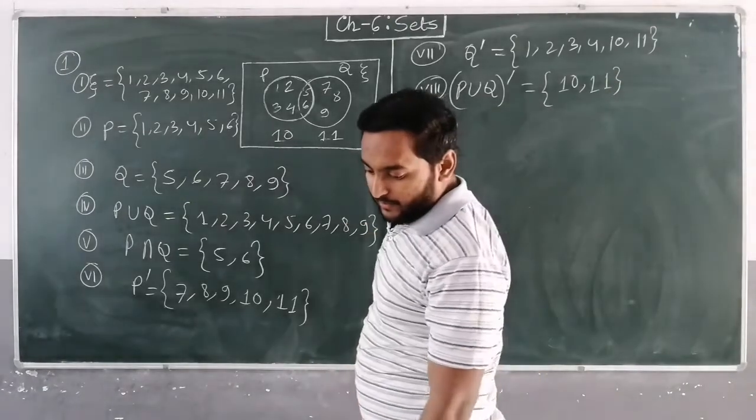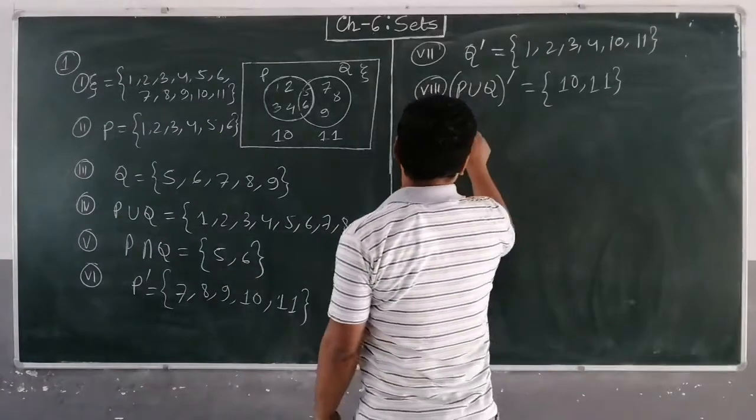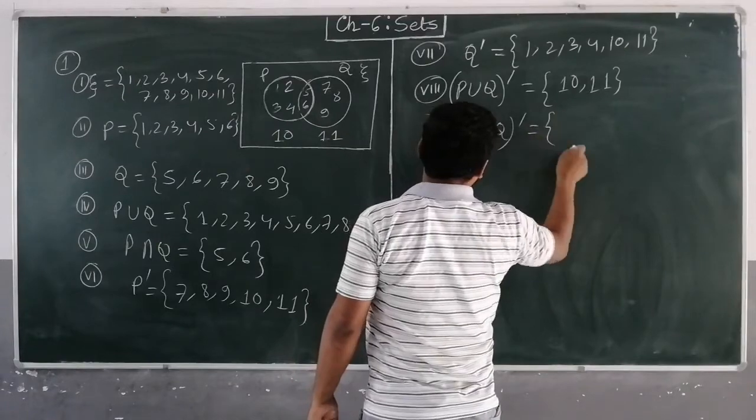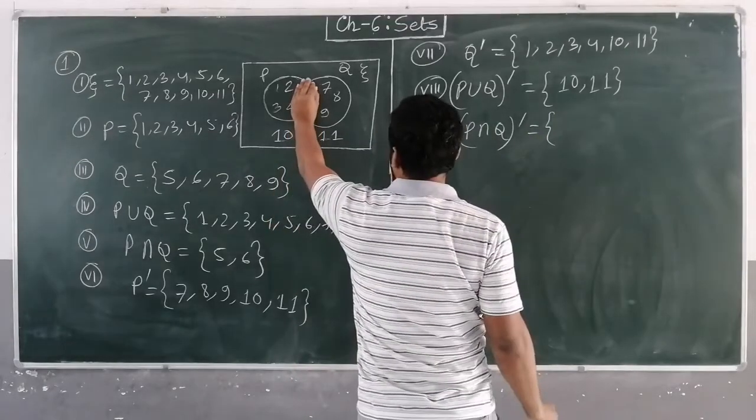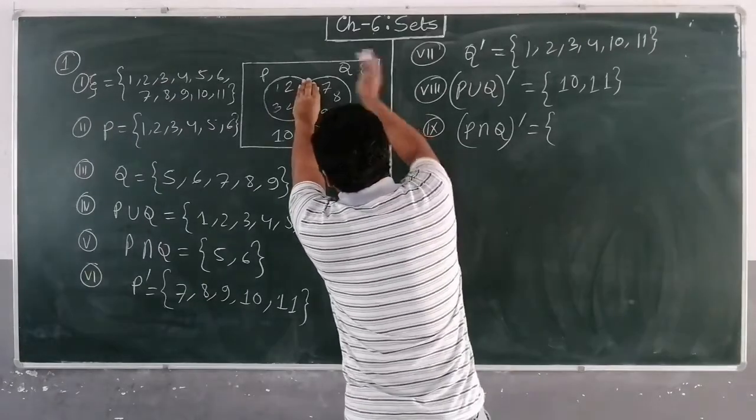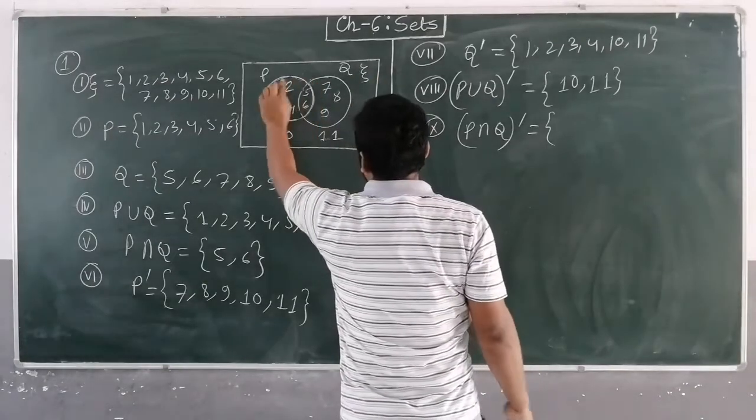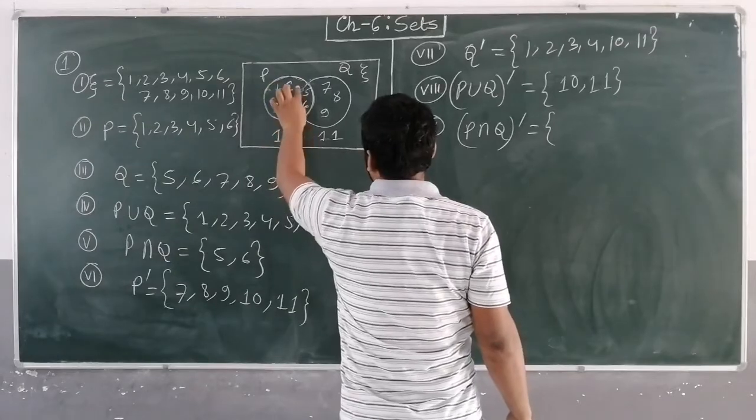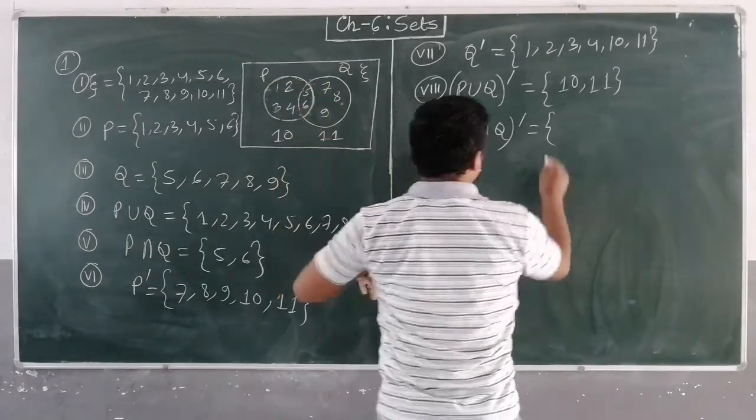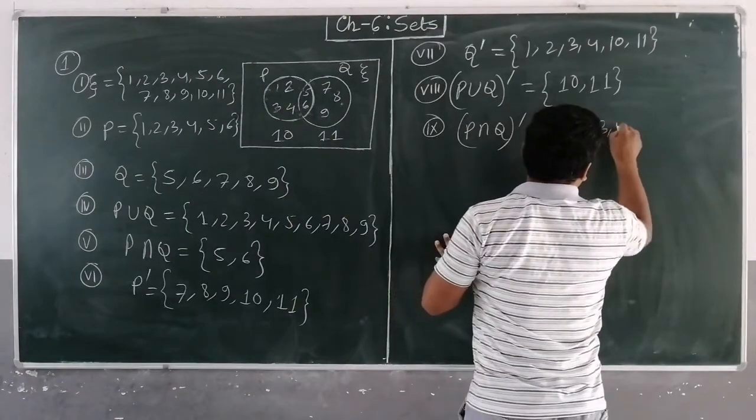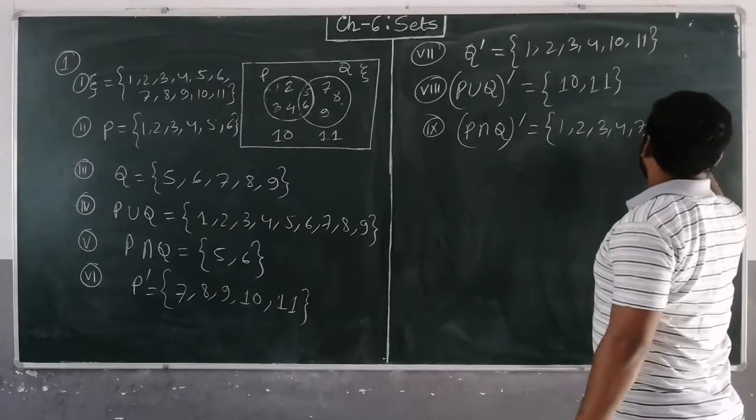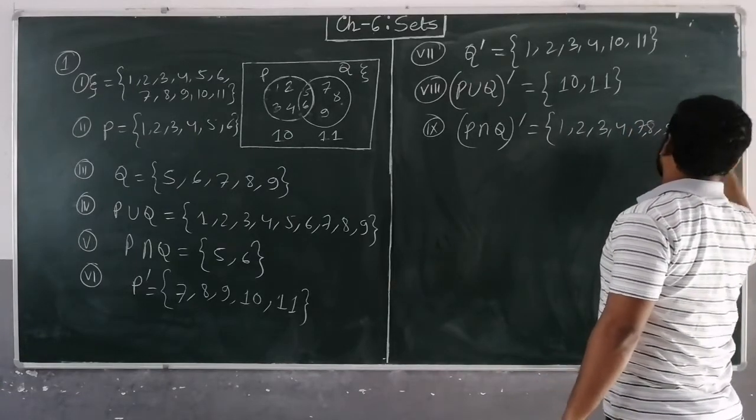Ninth part. P intersection Q complement. P intersection Q is 5 and 6, so its complement will be the rest of the elements, leaving this intersection portion: 1, 2, 3, 4, 7, 8, 9, 10, 11.